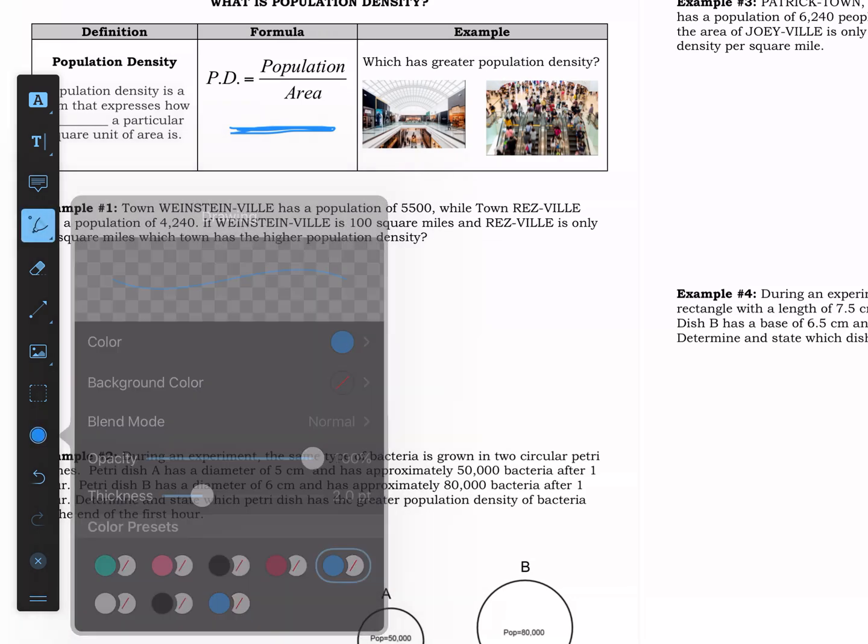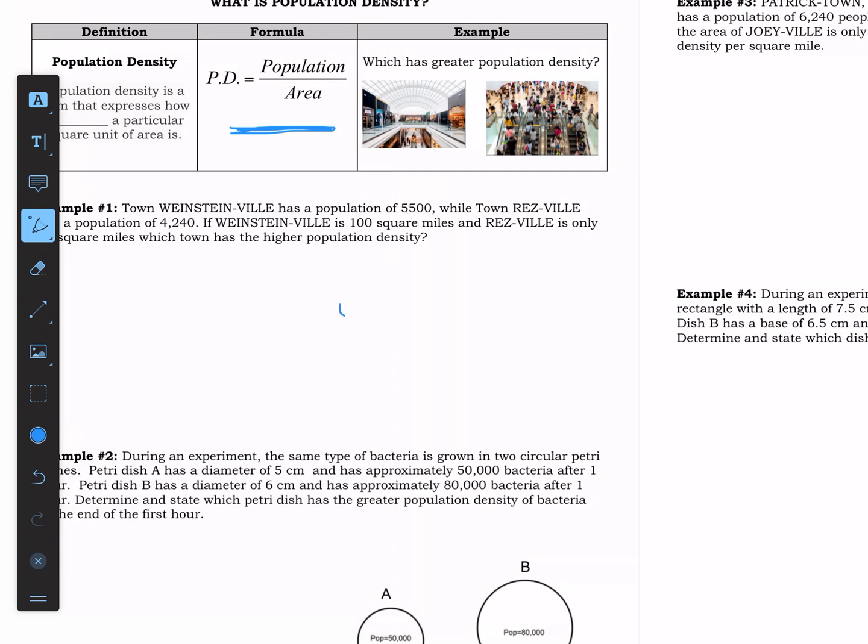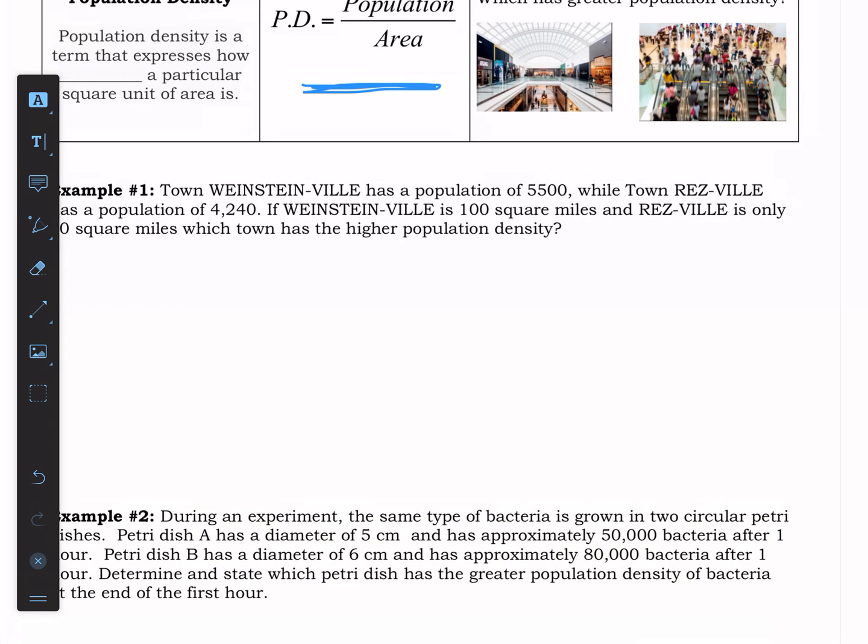All right, so here is Weinstein. Hang on. Still getting used to doing this. Okay. All right, so here is Weinstein. And here is Res.